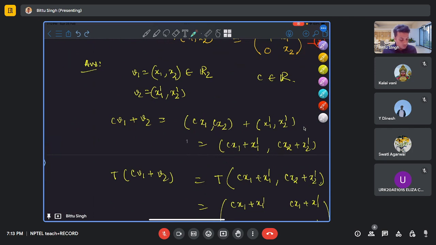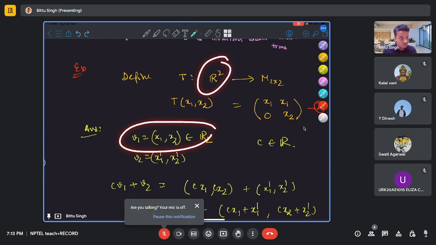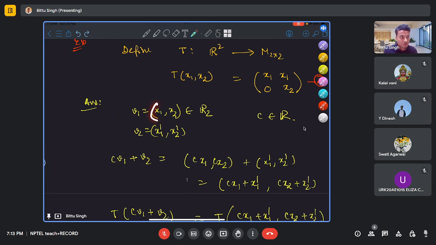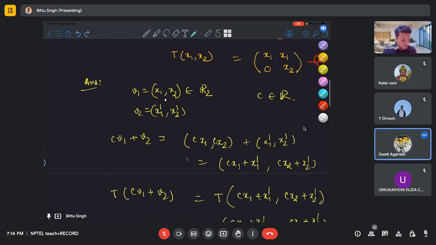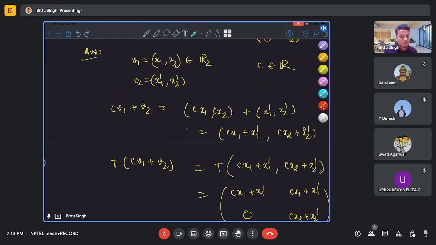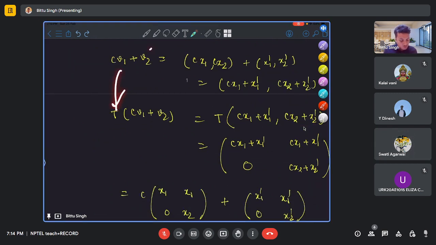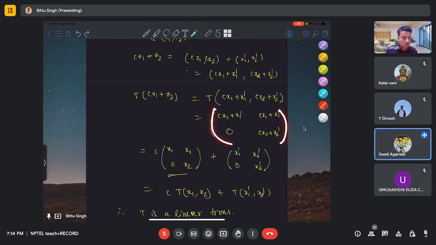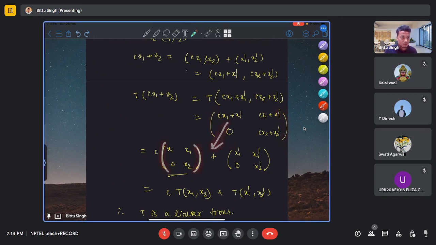Now we have taken two vectors from R2, from the domain. The two vectors will look like this form x1 comma x2, an ordered pair. We have taken these two vectors and a scalar c from the real numbers. Now we have taken the linear combination cV1 plus V2, which is the same as this. Now we have applied T on this combination, and by the rule we are getting this matrix. And now you can write it in this way.